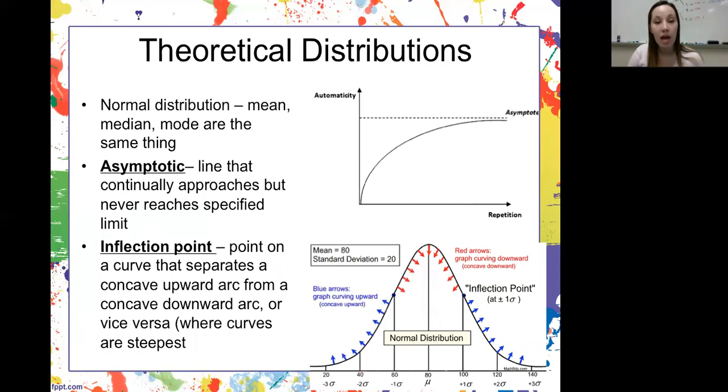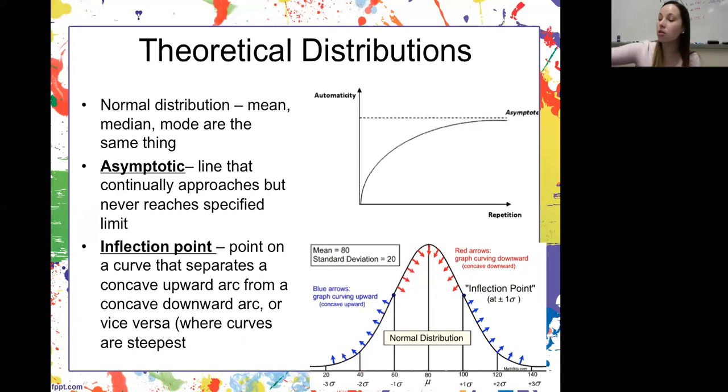So the normal curve is asymptotic. That's that first word there. So what that means is that the edges of the curve continually approach but never reach the x-axis. So you see here they're really close, but they never intersect with the x-axis, so it's asymptotic.